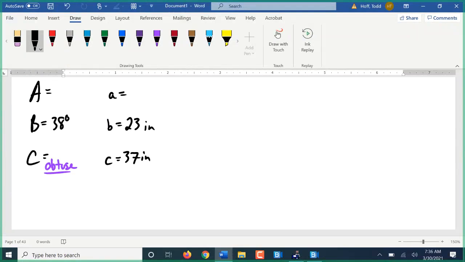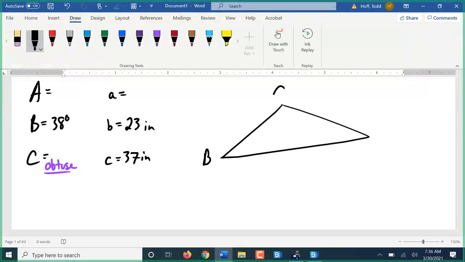We can sketch this out and look something like this. Here is going to be angle B, angle C, angle A. So little a, little b, little c. C here is going to be 37 inches. B is going to be 23 inches. Angle B is 38 degrees.